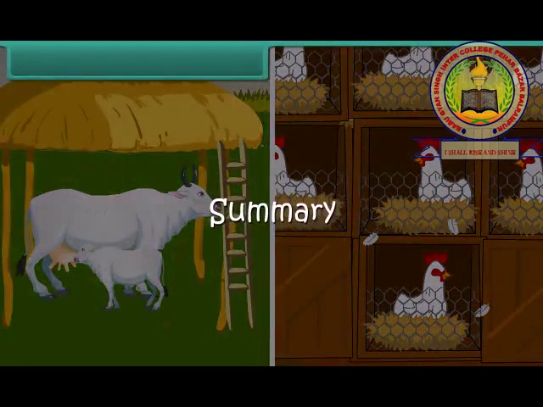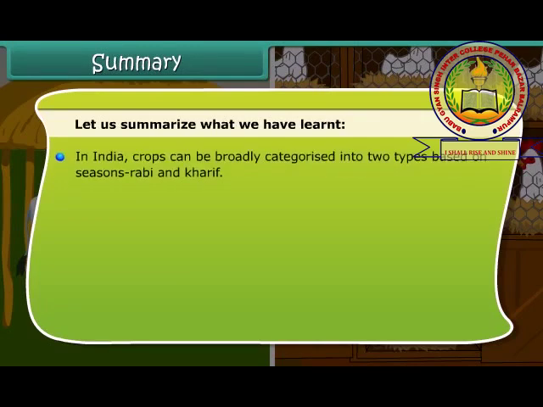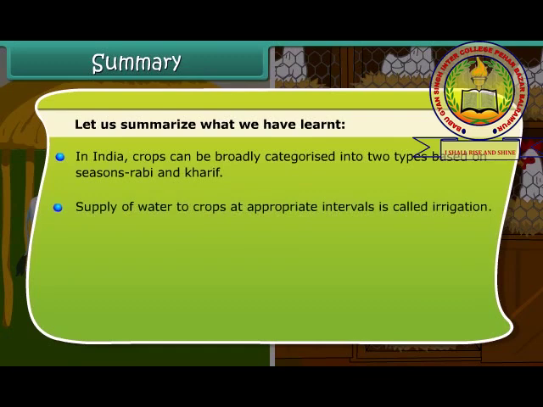Summary. Now friends, let us summarize what we have learned so far. In India, crops can be broadly categorized into two types based on the seasons they are grown in: Rabi and Kharif. Supply of water to crops at appropriate intervals is called irrigation.